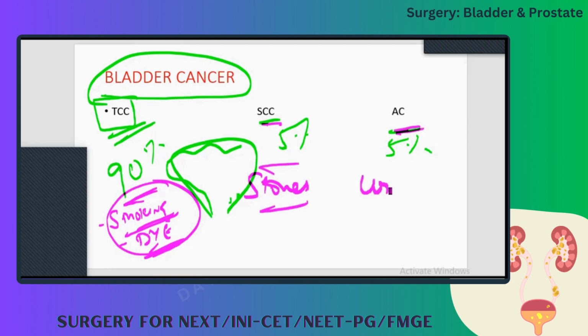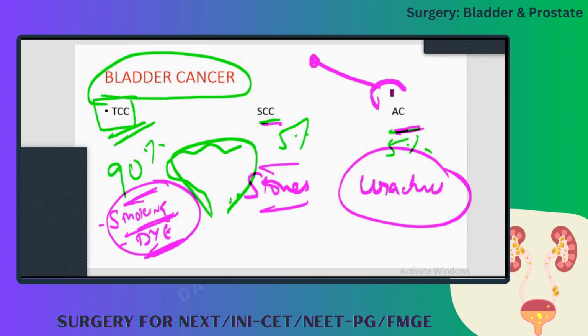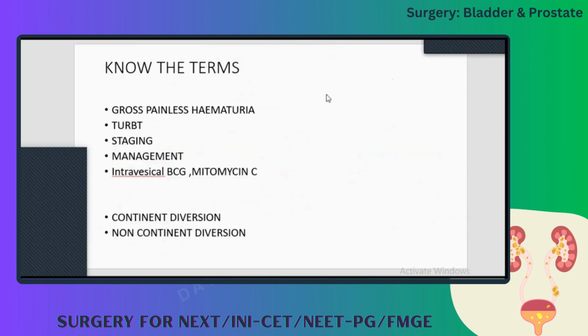Adenocarcinoma occurs in patent urachus. What is this urachus? Have you heard about it? Urachus is a connection between the umbilicus and the bladder, a primitive connection which disappears after birth. But in some people it is patent, and in those people there will be adenocarcinoma. So just know the terms here.